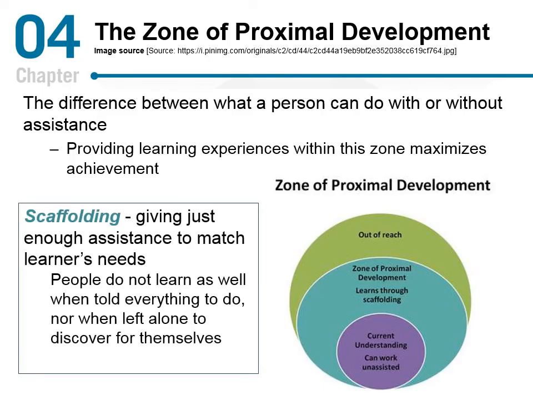So we give them just enough assistance to match the learner's needs. I'm not going to be able to hold this person all the time while they're learning to walk again after they've broken their hip and had a hip replacement. Because at some point, they're going to have to be able to learn to walk for themselves.